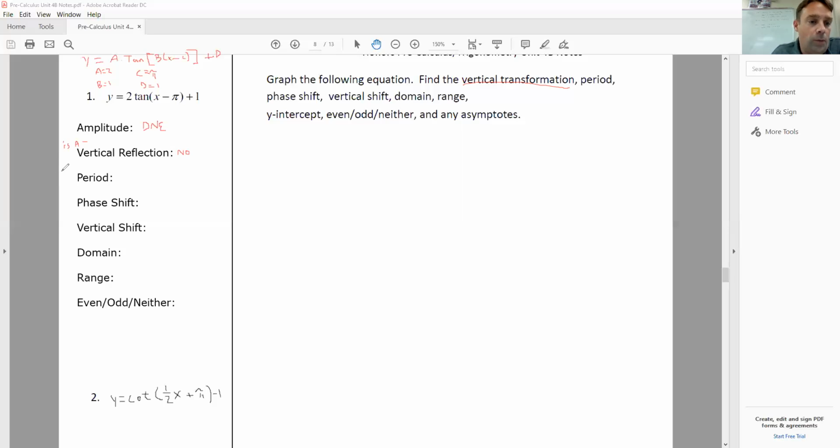Period shift. So our pi is going to be divided by the absolute value of b. So pi, our b value is 1. So divided by the absolute value of 1, well, that's still just pi. Our phase shift is still c, and our vertical shift is still d. So let's see, our c value was pi, so we're going to go right pi. And our vertical shift, our d value was plus 1, so we're going to go up 1.